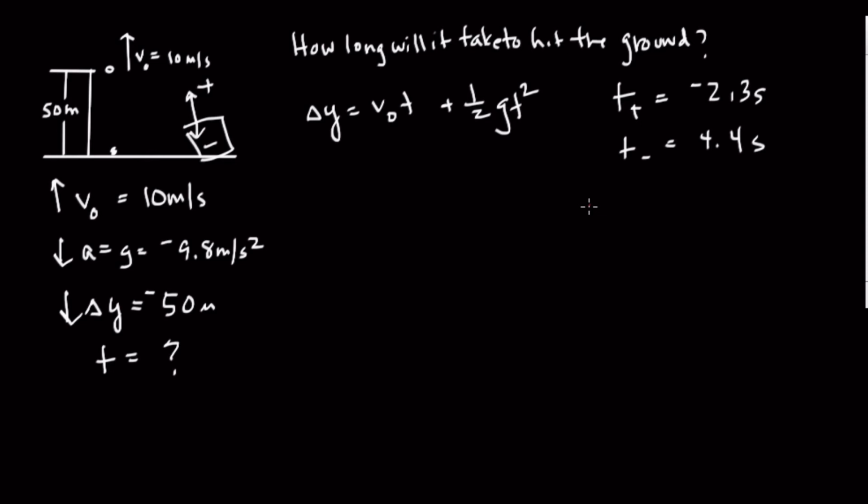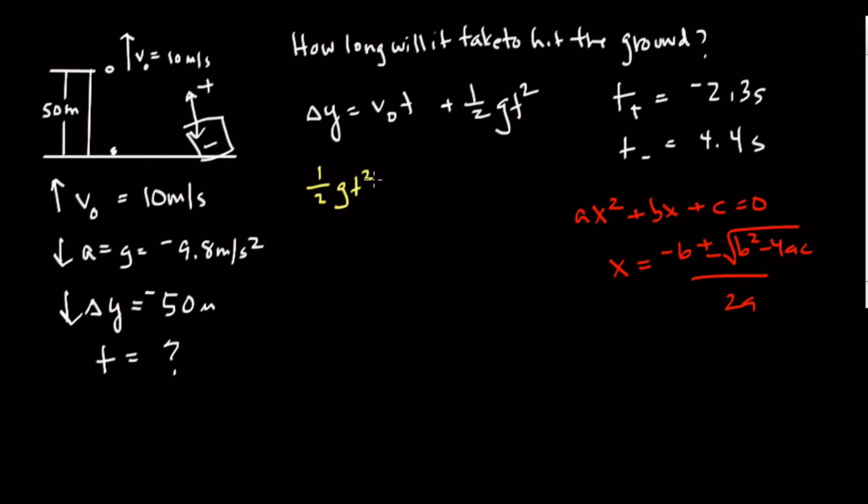So this is a quadratic. Ax squared plus bx plus c is 0, and the quadratic formula is x equals negative b plus or minus the square root of b squared minus 4ac over 2a. So my first step is going to be to put this into this form with the t squared term first. So 1/2 gt squared plus v naught t minus delta y equals 0.